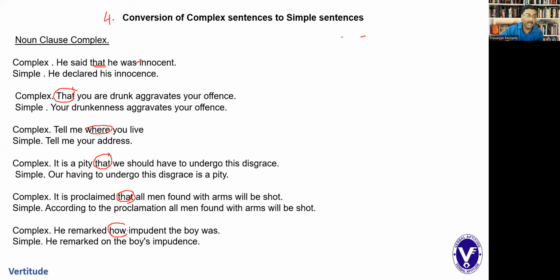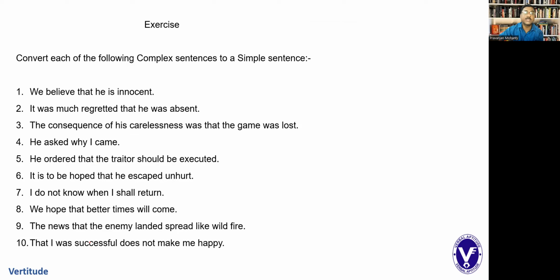What I'm trying to do is make you understand how complex sentences work, with the subordinating conjunction and the relative pronouns joining the two clauses, the dependent and the independent. He remarked on the boy's impudence. So this is a simple sentence. Let's do some questions.